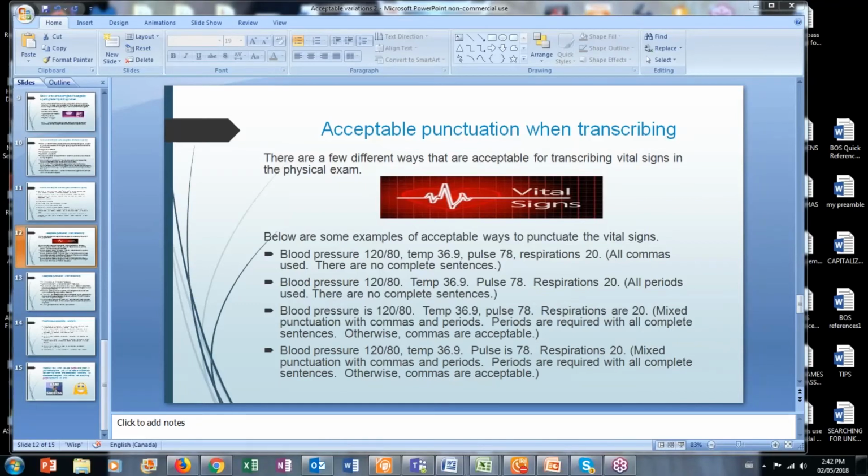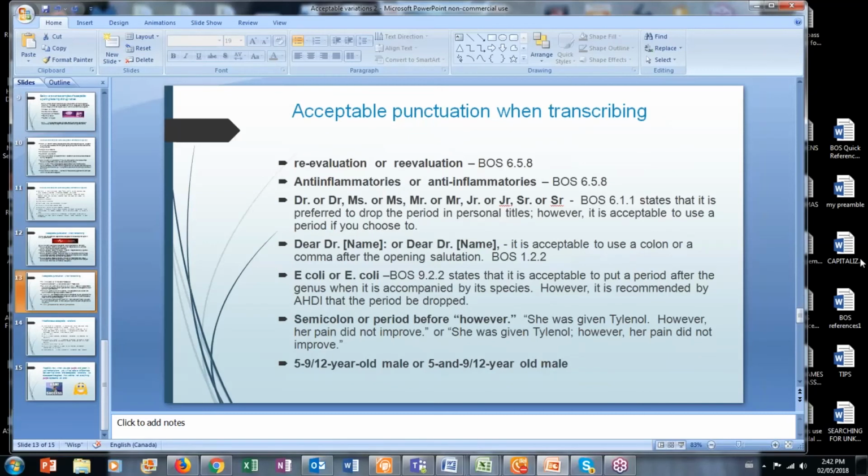Is anybody confused, or are you okay with that? Everybody okay with that? Could you still use a period instead of a semicolon? Yes, you could. If they were not complete sentences, Christine, you could use a period instead of the semicolon. The period you could use anytime you feel like using the period. You can use it in the vital signs.